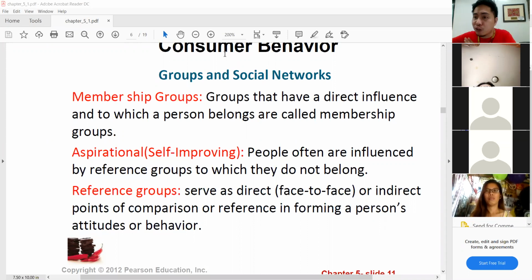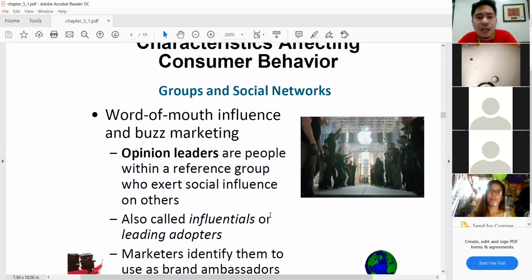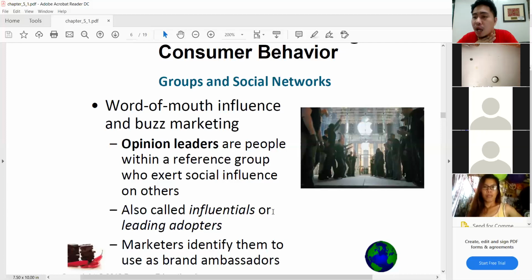Okay, so next one: groups and social networks. Right now, we are awash with a lot of technologies, and these technologies affect even our communication and our behavior. So we tend to have social networks. We have a lot of social networks. I believe that you have more than one social media account. Not only Facebook. You might have Twitter, or Instagram, or LinkedIn, which is a professional social networking site.